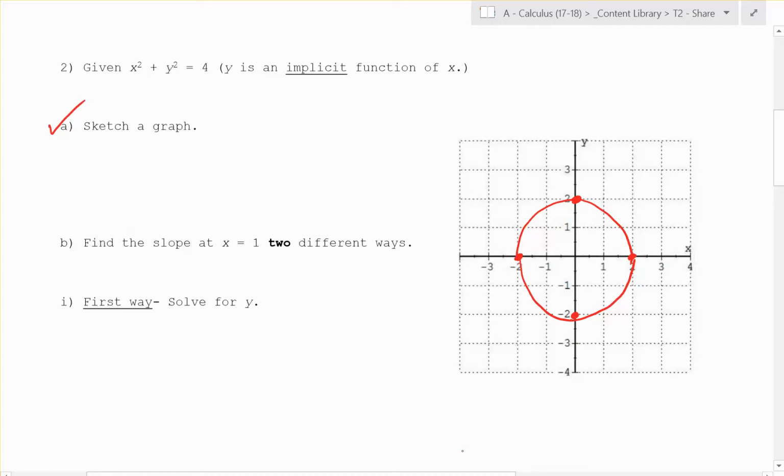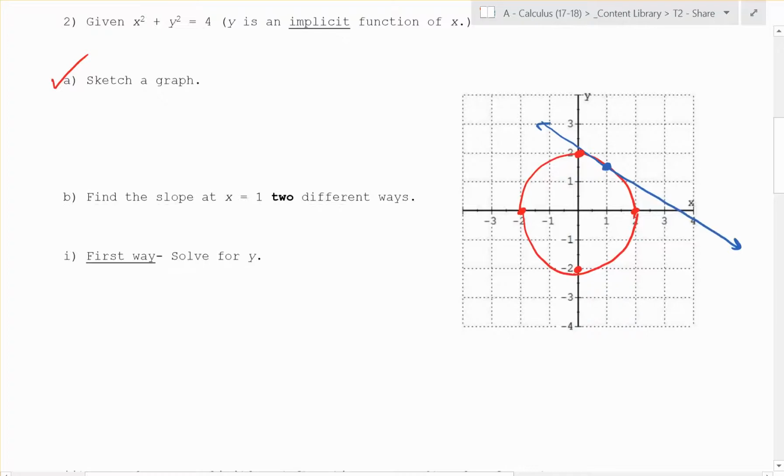So now we're going to find the slope at x equals 1, which is right here. x is equal to 1 right there. So we're looking for the slope of this tangent line. It's going to be negative, but exactly how negative we have to figure out. We're going to do it in two ways. First, we're going to solve for y.